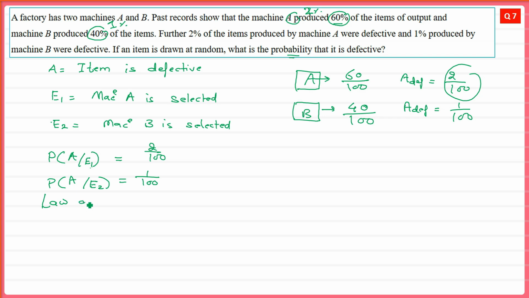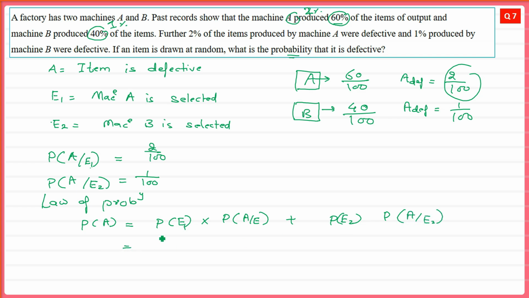Now let's apply the law of probability. Now how does this work? Probability of A, P(A), is P(E1) multiplied by P(A/E1), plus P(E2) multiplied by P(A/E2). So P(E1) has to be multiplied by what? P(A/E1). This is E1. And P(E2) multiplied by P(A/E2). With E1 it is A by E1. With E2 it is A by E2.